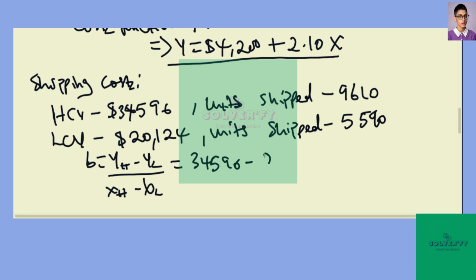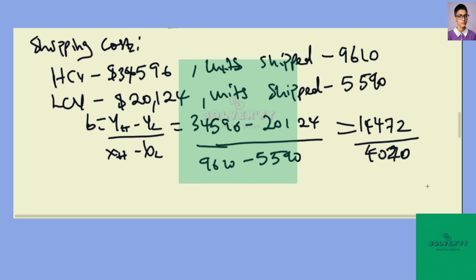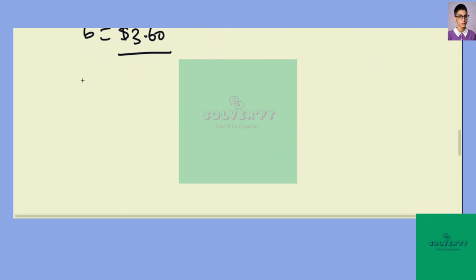That will be 34,596 minus 20,124 divided by 9,610 minus 5,590, and this is 14,472 divided by 4,020 rather. So the slope coefficient B is equal to $3.60.